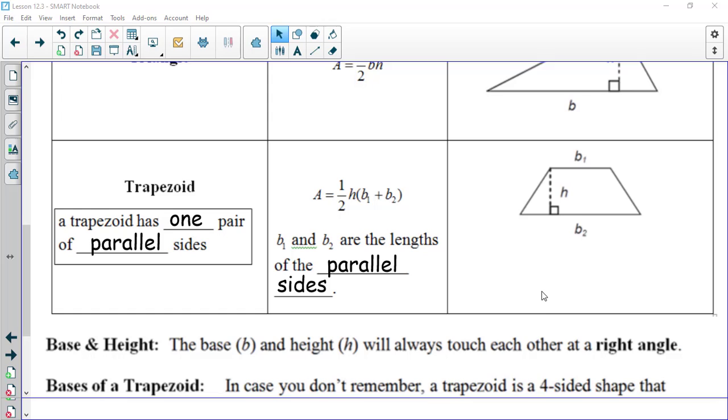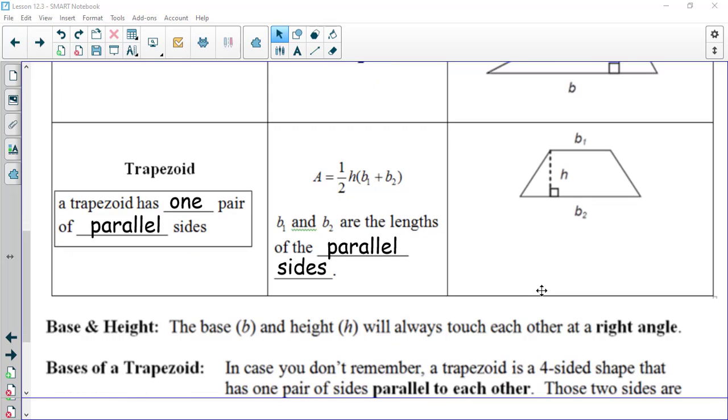Then for a trapezoid, it's important to know what a trapezoid is. A trapezoid has one pair of parallel sides. Your other pair of sides will not be parallel to one another. So your formula is A equals one half times the height, then in parentheses, B sub 1 plus B sub 2. B sub 1 and B sub 2 are the lengths of the parallel sides. That's going to be really important.